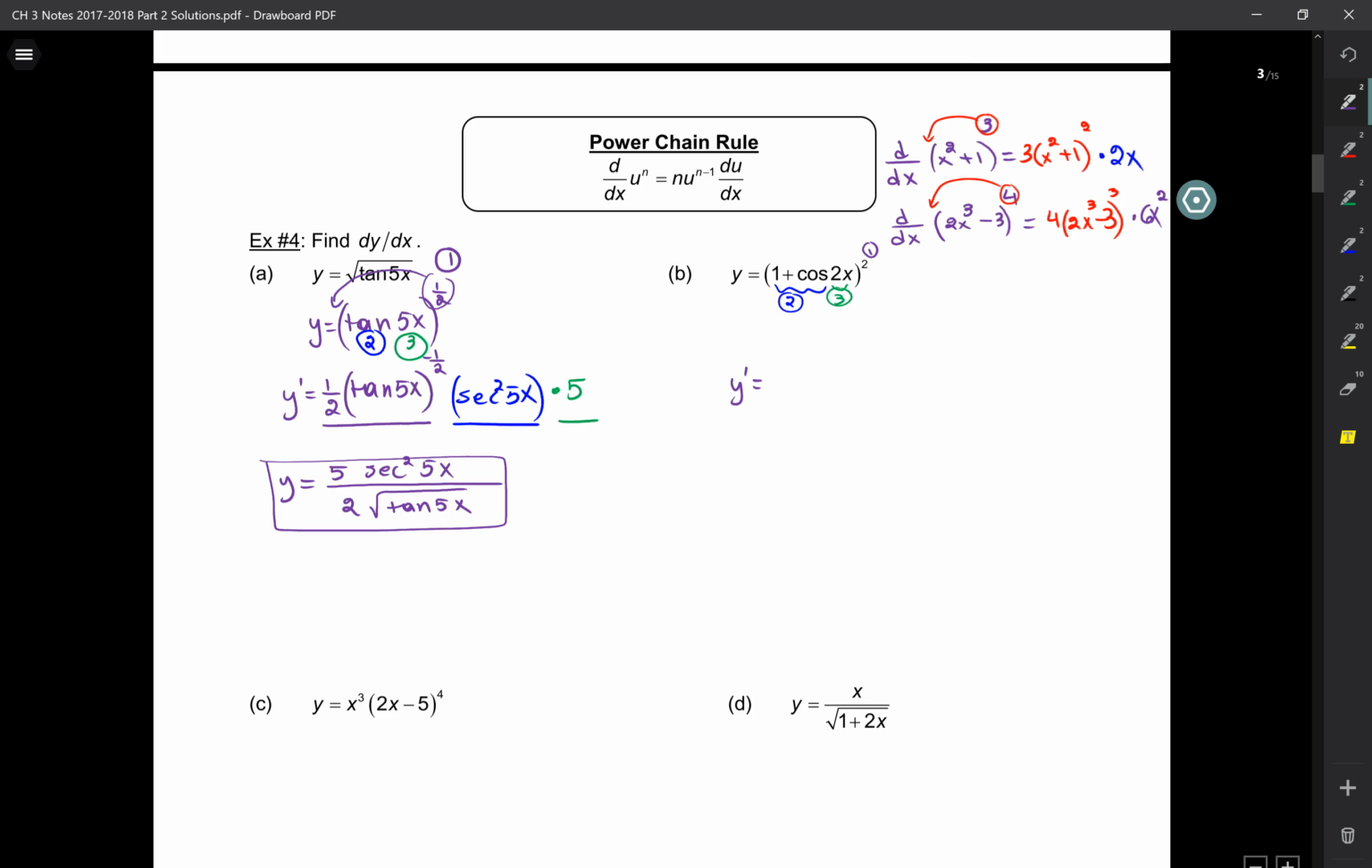The 2 will come down. So it's 1 plus cosine 2x to the power of what? 1. Okay, now I need to take a derivative of the blue one, of 1 plus cosine. So it'll be negative sine 2x, thank you. And then times 2. Awesome.